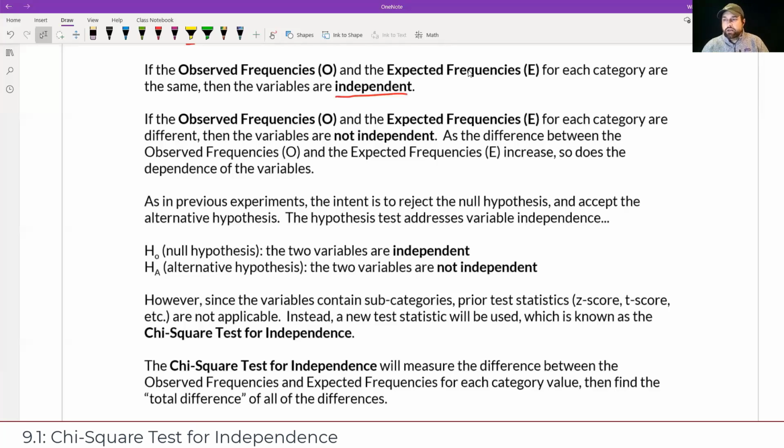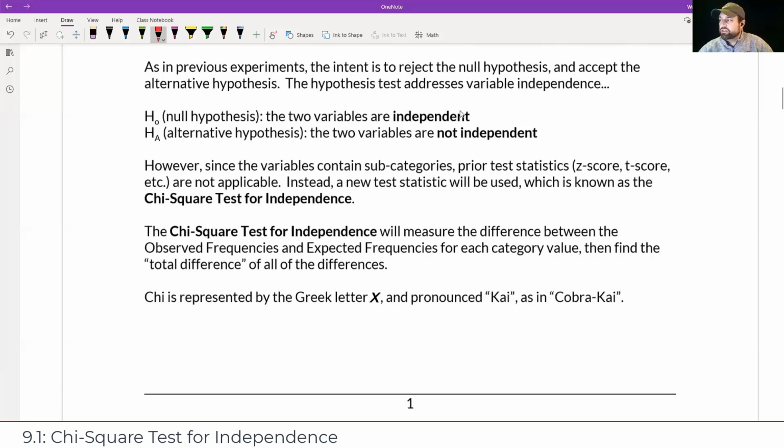We're checking to see, are the two variables that we're looking at, gender and highest education level, independent or are they dependent on each other? If the observed frequency and the expected frequency are different, then they are not independent. They are dependent on each other. Our null hypothesis is going to be that the two variables are independent, that there's no relation between the two variables. The alternative hypothesis is that they are not independent, that they are dependent. Okay? And so that's the setup of what we're going to look at.